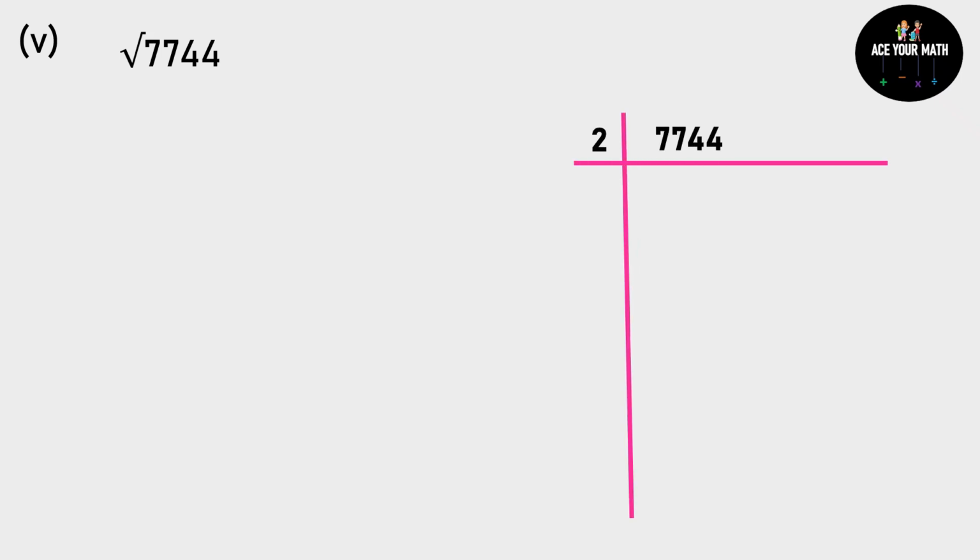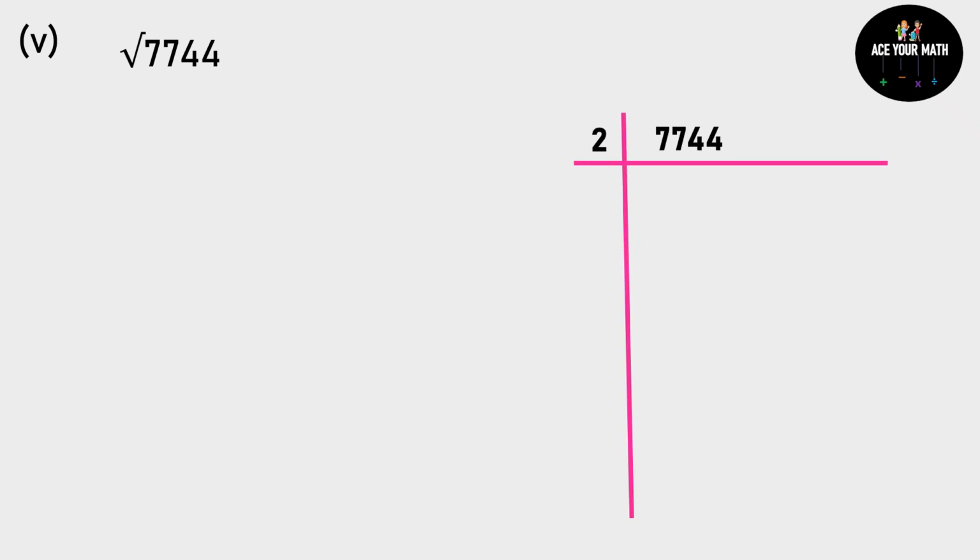I think you all have become so perfect in finding square roots. So now let's find the square root of 7744 together. By the same method, the prime factorization method, write down the number first. So the first step is you will look at the unit digit.